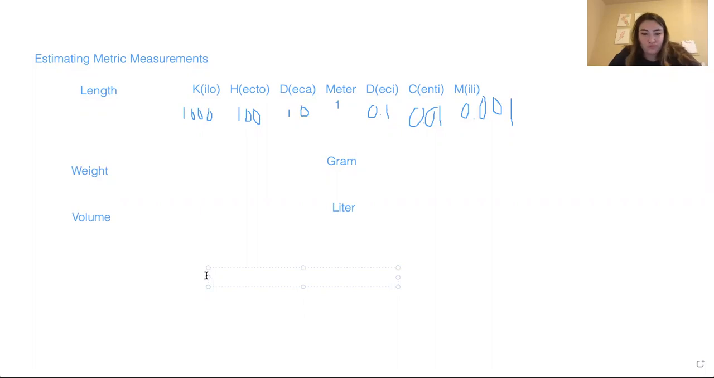How long is a paper clip? So let's think. Let's go 1 centimeter or 1 meter.